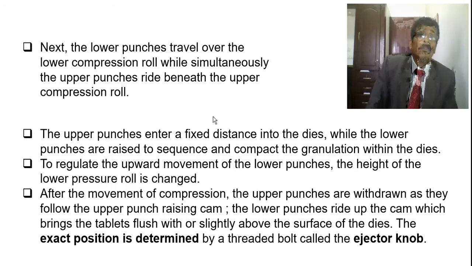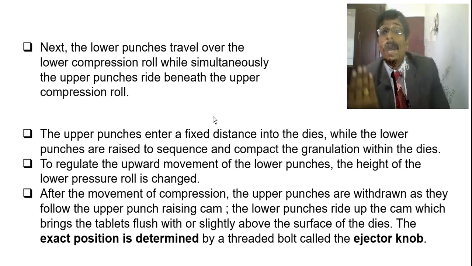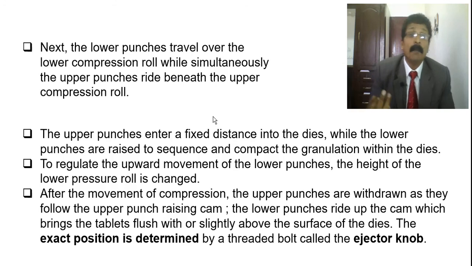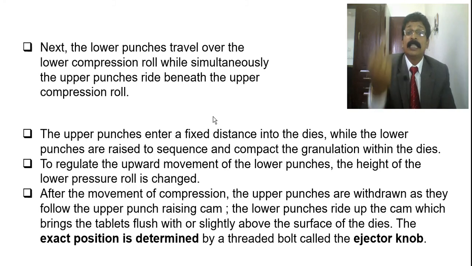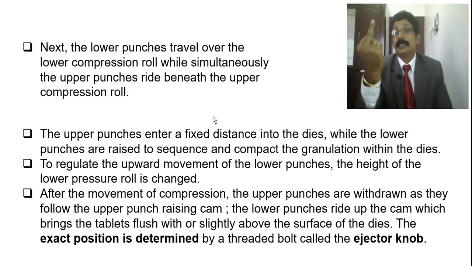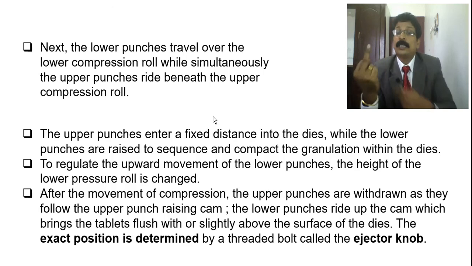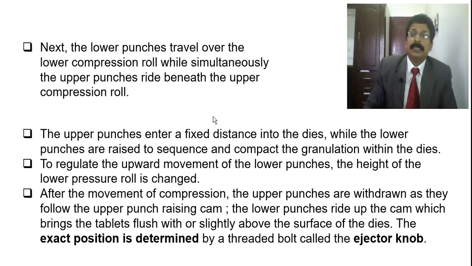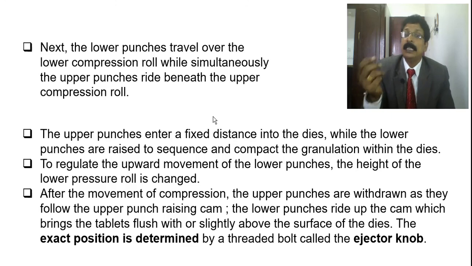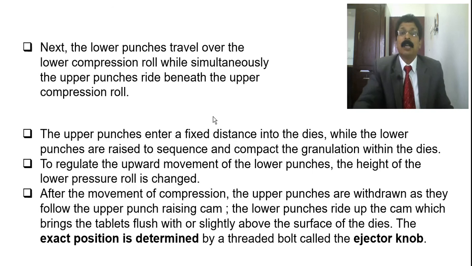As they follow the upper punch rise cam, the upper punch is raised, the lower punch rises, and the cam brings the tablet to the top for flushing out. That is the ejection and flush, slightly above the surface of the die. If it is more above, it will break. So the tablet will be slightly above the die table, and then the exact position is determined, the thread bolt and ejector knob will be tightened, and the pharmacist will keep ready for the next procedure.